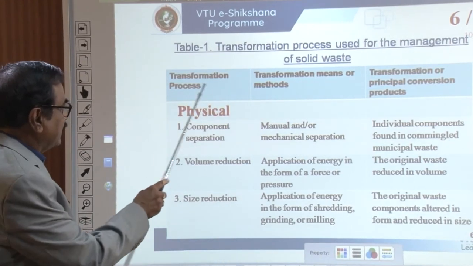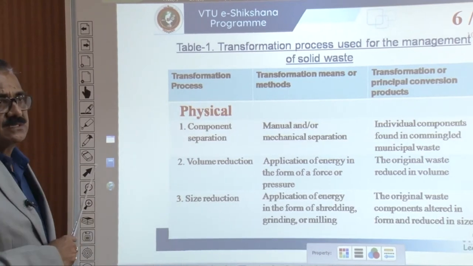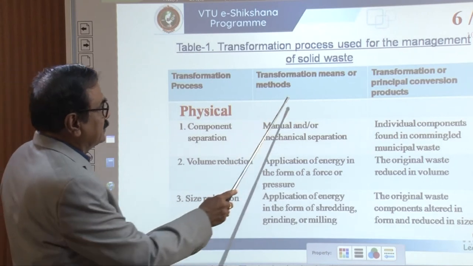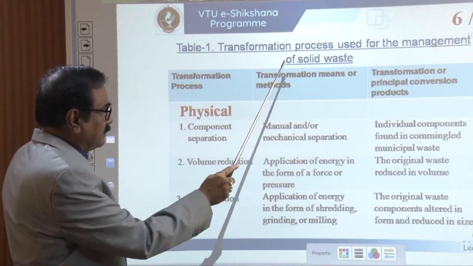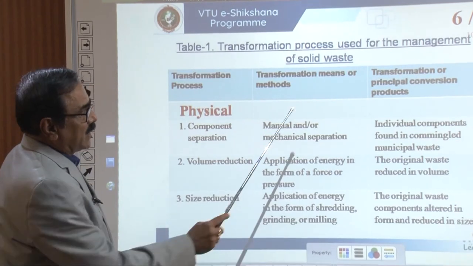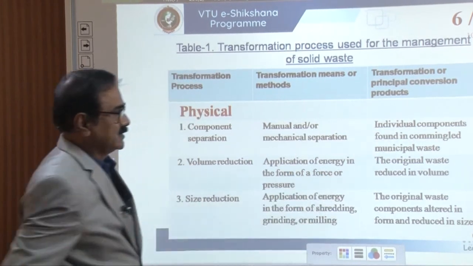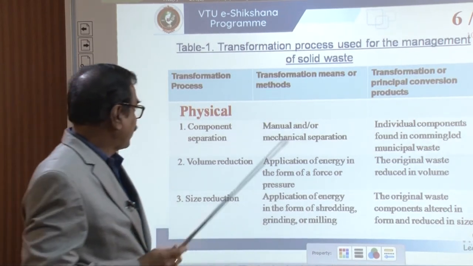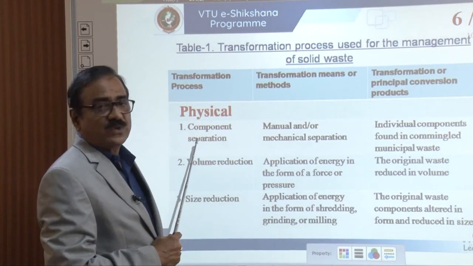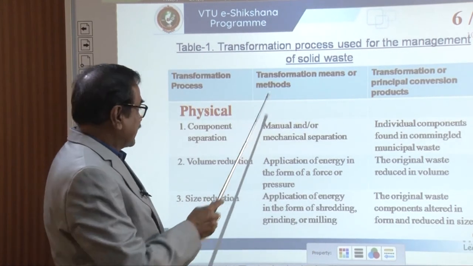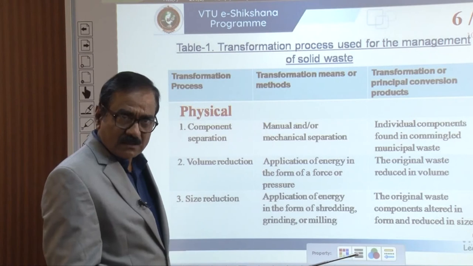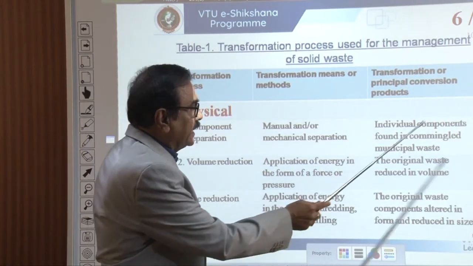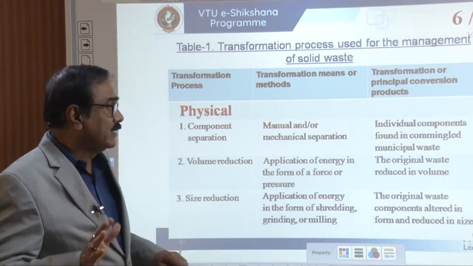So this is a physical transformation or a processing of the solid waste. And by what means or what method is given in this column, and final products, what we can get out of these various processing techniques. Okay. So coming back to component separation, this can be manual or this can be mechanical separation. And here we will be getting individual components in commingled municipal waste.